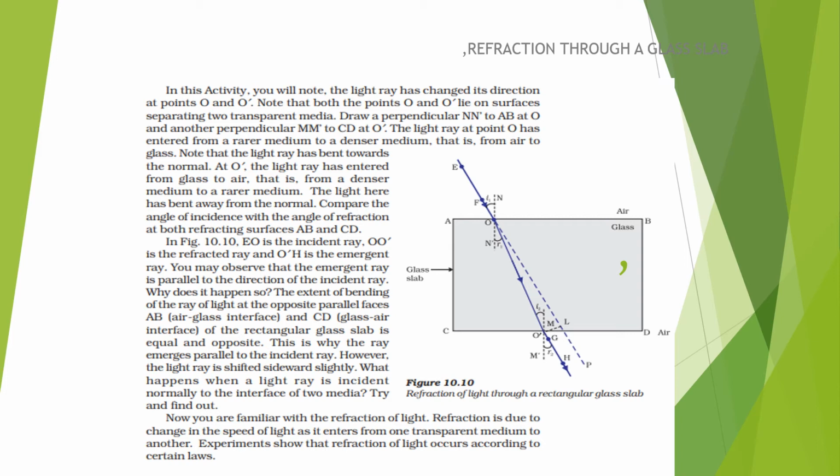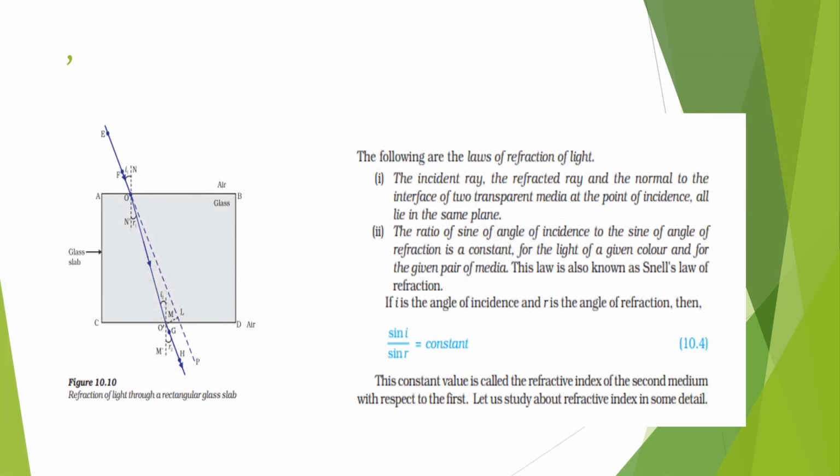Now we are familiar with the refraction of light. Refraction is due to the change of the speed of light as it enters from one transparent medium to another. Experiments show that refraction of light occurs according to certain laws. The laws are: number one, the incident ray, the refracted ray, and the normal to the interface of two transparent media at the point of incidence O and O dash all lie on the same plane.